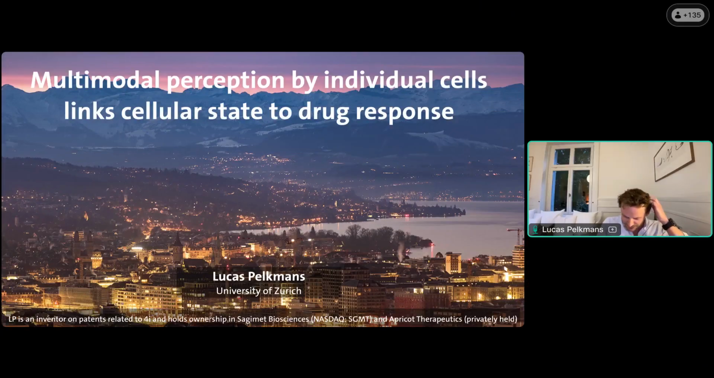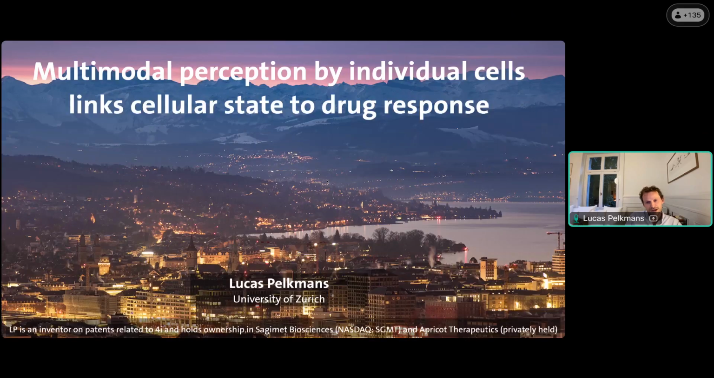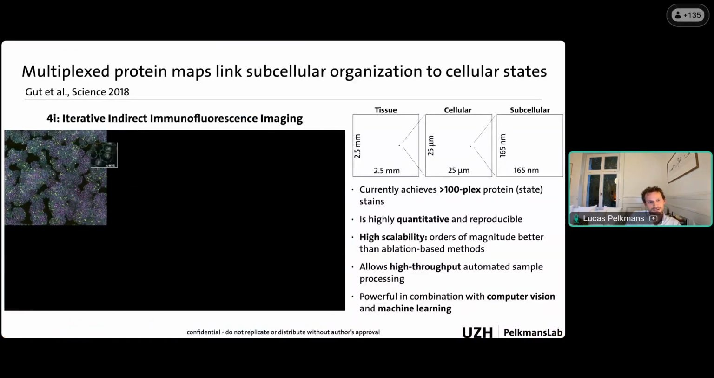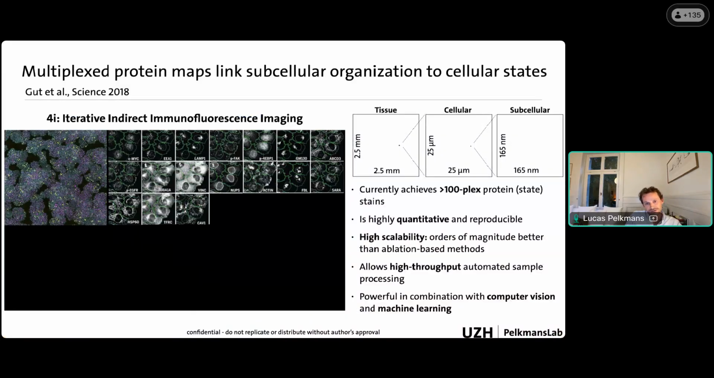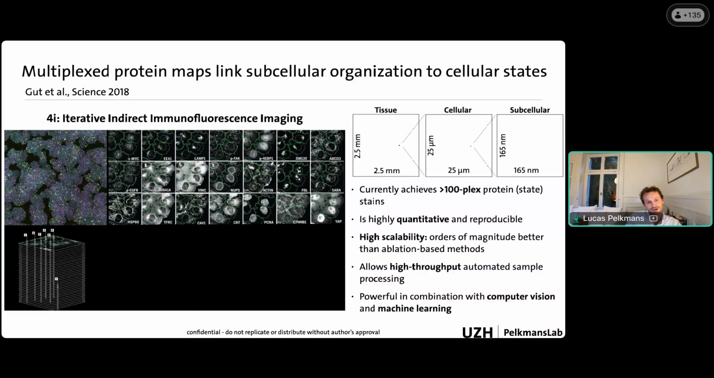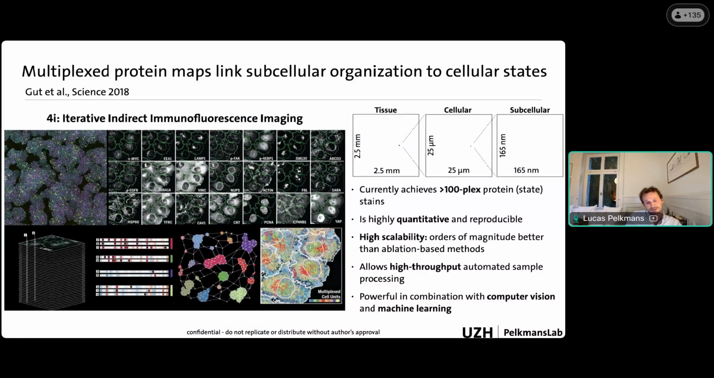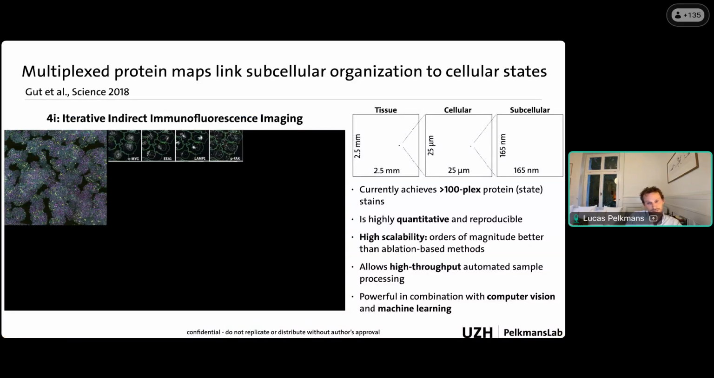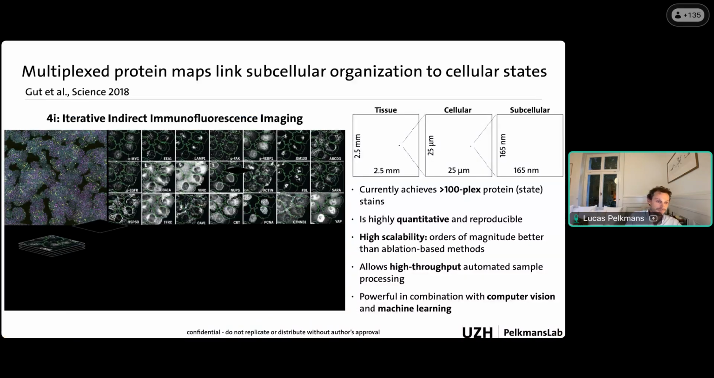I'll share some of our research that really is about looking how individual cells respond to growth factor and how they do this in a contextual manner. The technology that we use for that is called 4i. It's a technology we developed a couple of years ago in the lab, which allows us to achieve highly multiplexed staining of cells and tissue samples across multiple spatial scales. So we can get very high spatial resolution imaging of up to 100-plex protein state stainings, all the way up to millimeter-sized samples. That allows us to extract a lot of information of individual cells within that context.